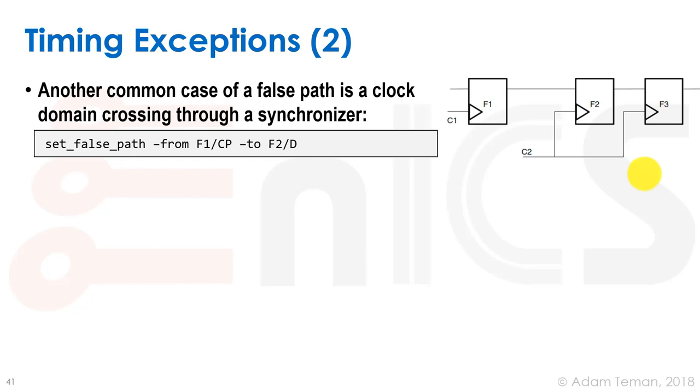In fact, we won't even check that timing path. Another type of false path that is very commonly seen is a clock synchronizer. A synchronizer is just a shift register. It's this type of thing with usually two flip-flops. It can sometimes be made with more of them. And it's clocked by this C2, which is a second clock.